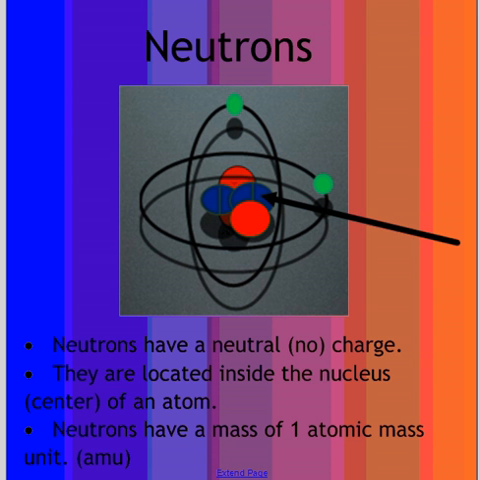Neutrons, which are blue, are located right alongside the protons. Neutrons have a neutral or no charge. They are also located inside the nucleus or the center of an atom. Neutrons have a mass of 1 atomic mass unit, or 1 AMU. So neutrons and protons are actually the same size, and they have the same mass.